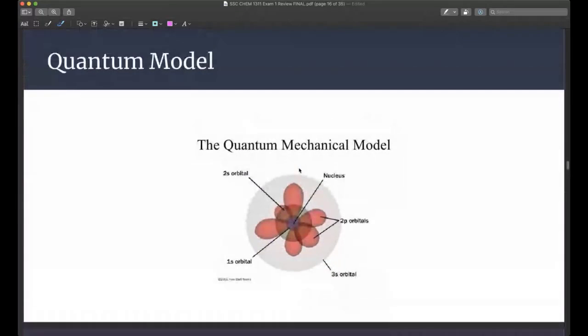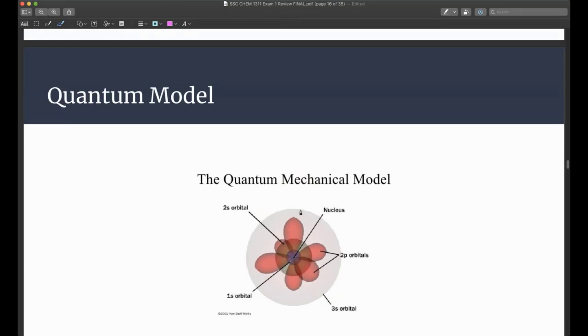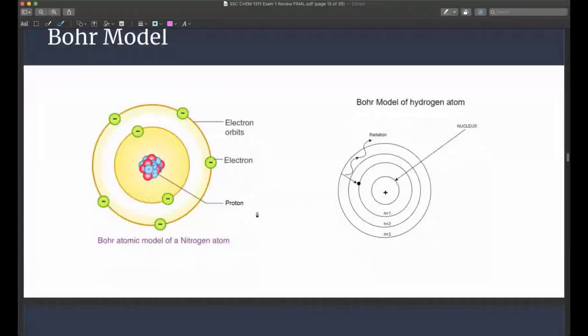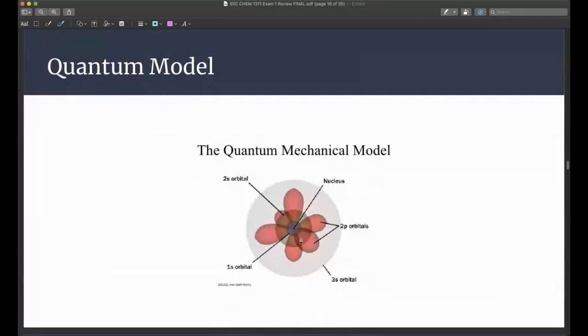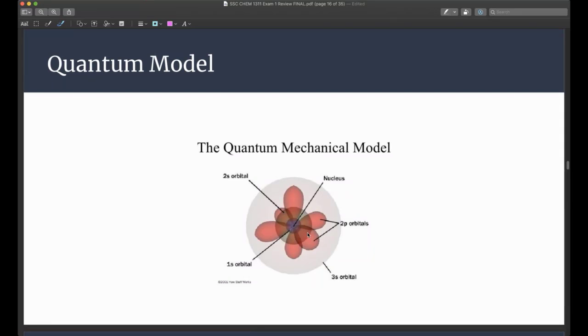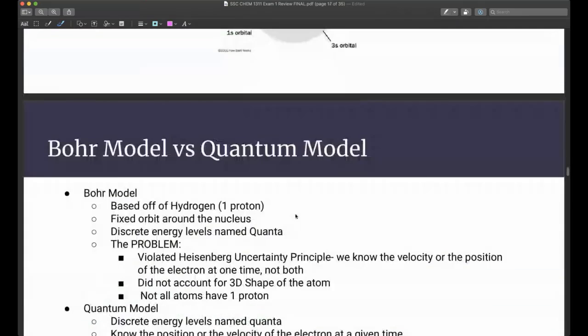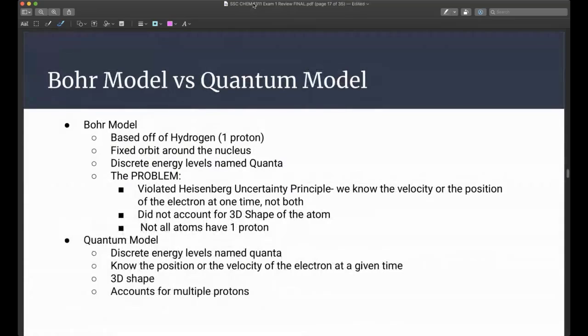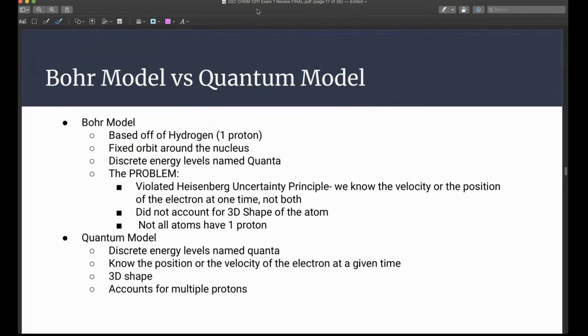We have a different model, the quantum mechanical model, and the quantum mechanical model gives the 3D shape of an atom. So notice that unlike the past one, which is 2D, this one is 3D. We have more orbitals, different n levels, and that stuff. So which model do we adopt, and why?